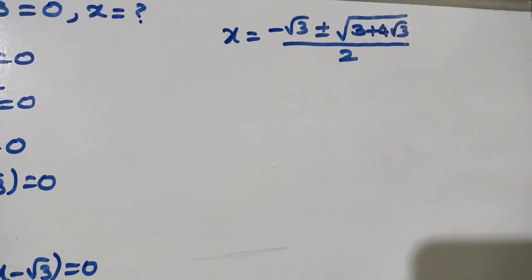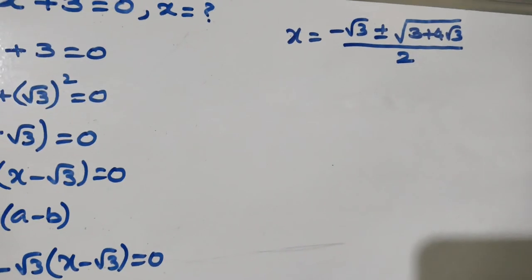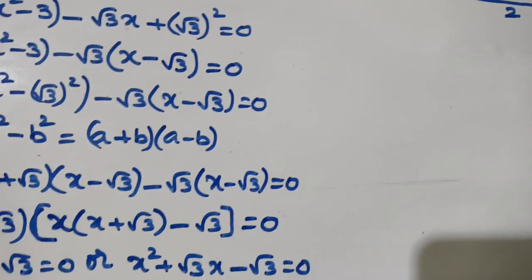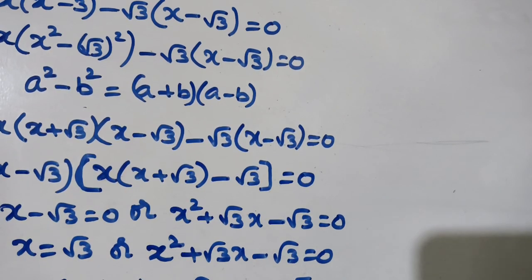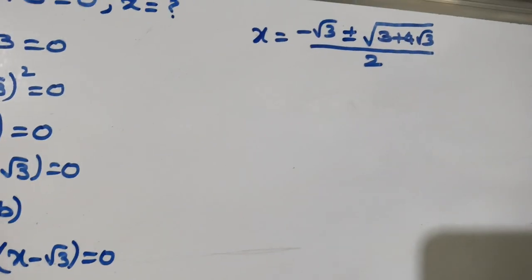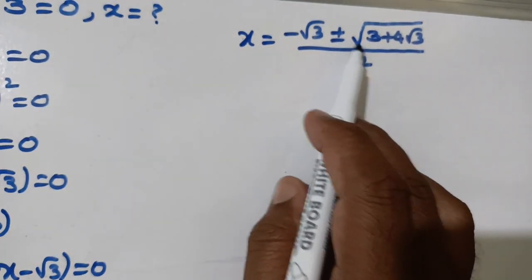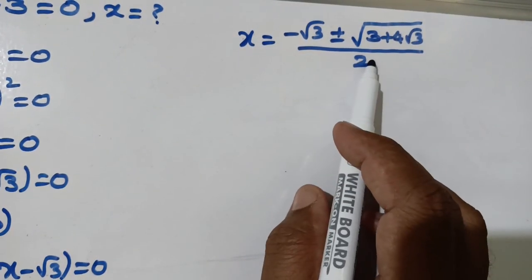So it is a cubic equation. So here we have three values of x. We got one, x is equal to root 3, and the other two are minus root 3 plus or minus square root of 3 plus 4 root 3, whole divided by 2. So here we have to observe that all the three values which I got here are irrational numbers. That is, x is equal to root 3 one value, and x is equal to minus root 3 plus or minus square root of 3 plus 4 root 3 by 2.